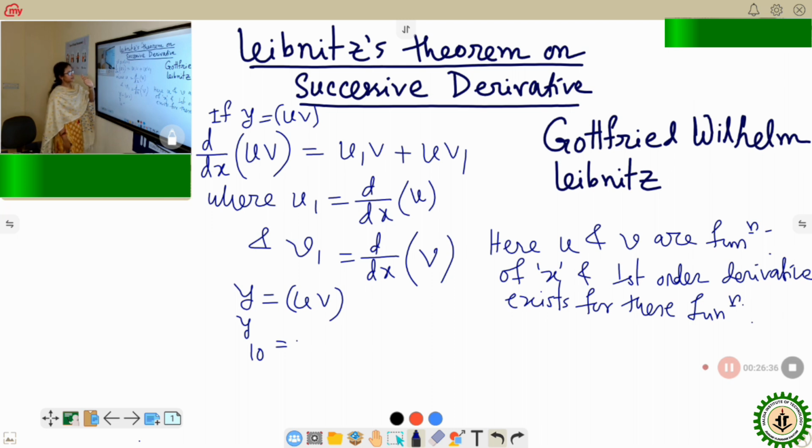Now the problem is, if we are asked to calculate the value of y10 of uv, what will come? In between these steps, we will get a lot of terms, and it is quite complicated to handle all of them. So to avoid this, we take the help of Leibniz theorem. Now the theorem portion.